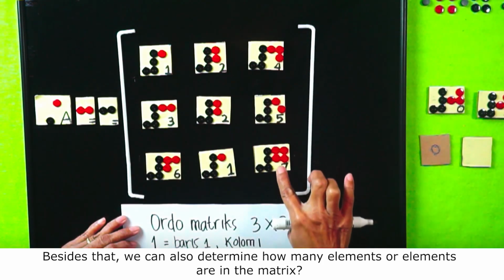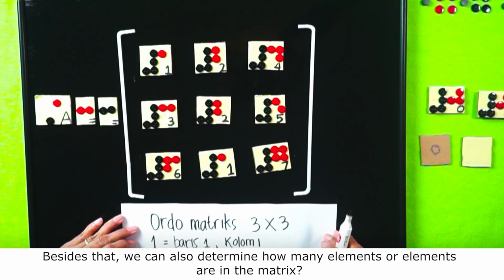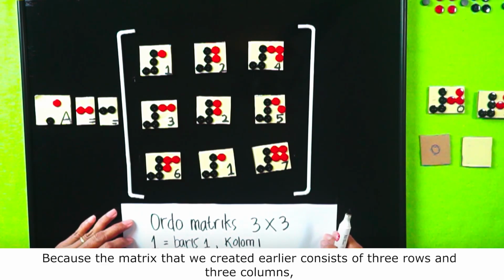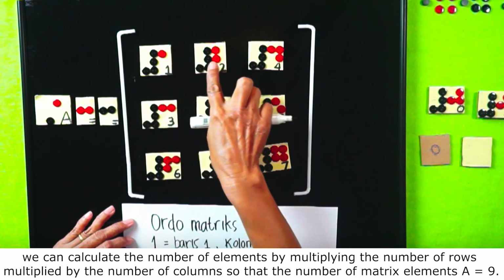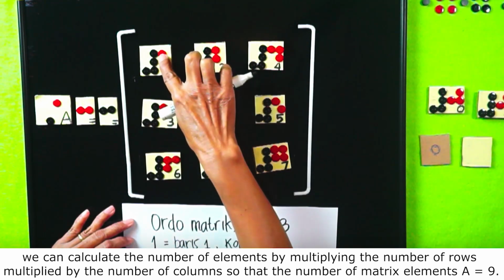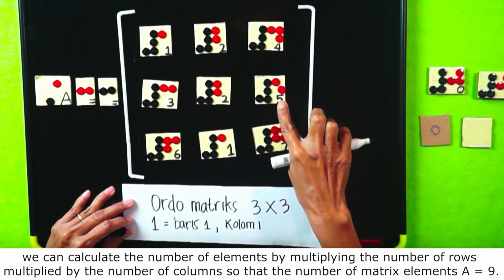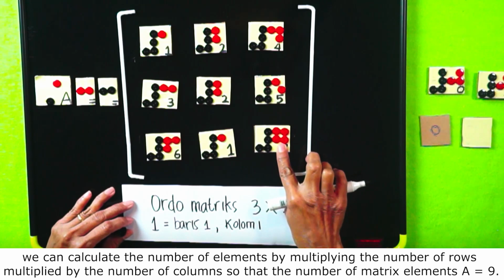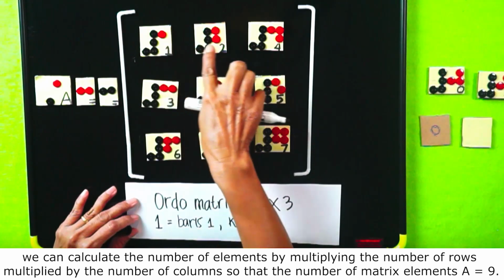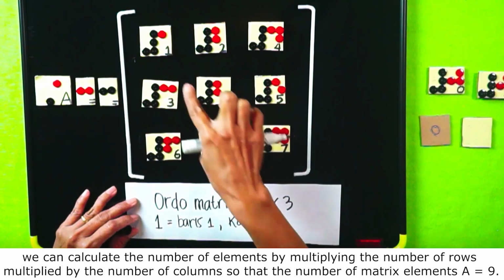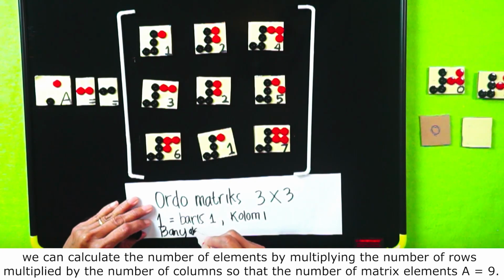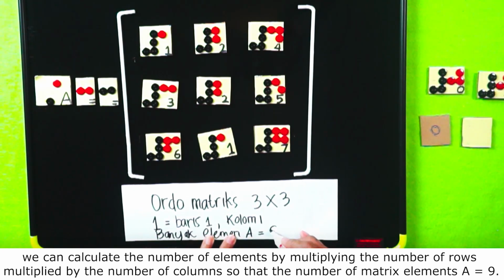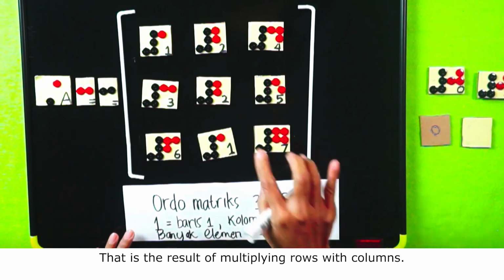Besides that, we can also determine how many elements are in the matrix. Because the matrix that we created earlier consists of 3 rows and 3 columns, we can calculate the number of elements by multiplying the number of rows with the number of columns, so that the number of elements of matrix A equals 9. Banyaknya unsur kita bisa menghitung dengan mengalikan banyak baris dikalikan dengan banyak kolom, sehingga banyak elemen matriks A sama dengan 9. That is the result of multiplying rows with columns.